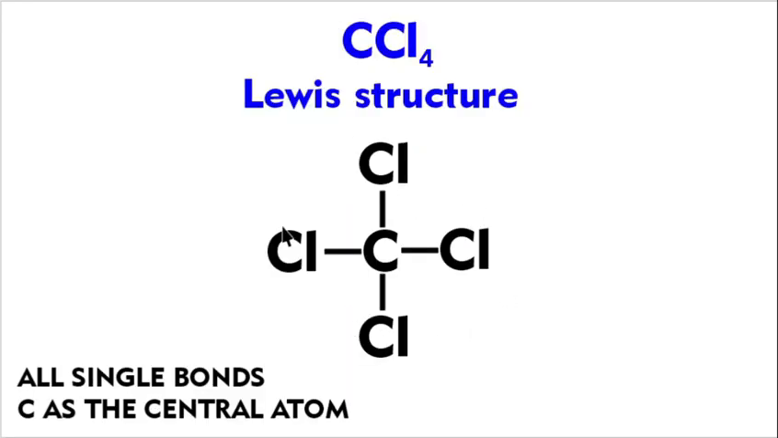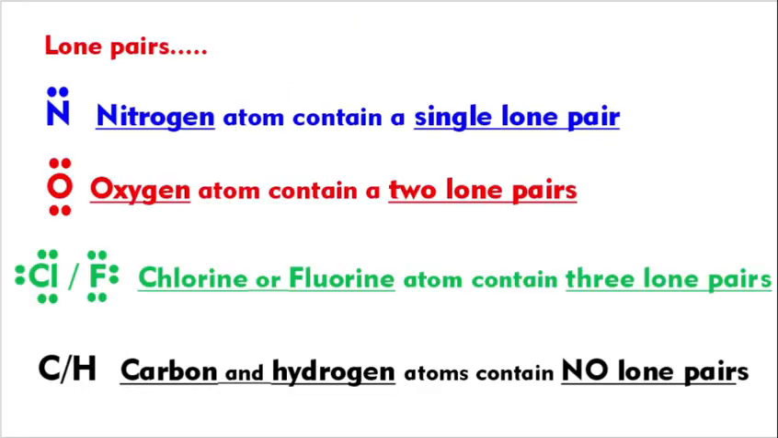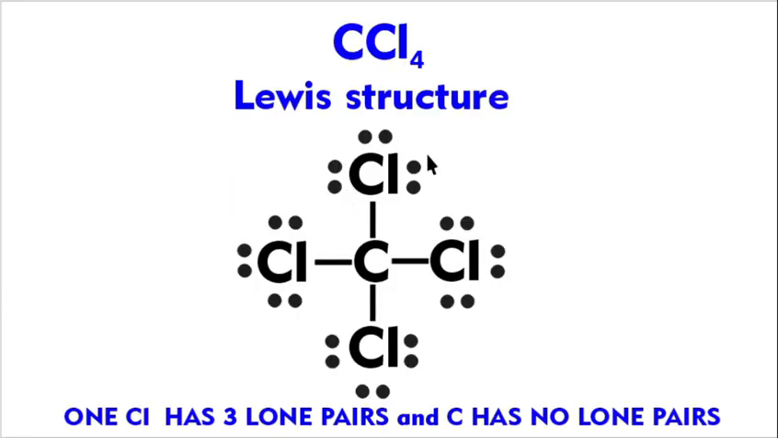So carbon is the central atom. The 4 chlorines are attached to it with single bonds. Next, check the lone pairs. Carbon has no lone pairs. Each chlorine atom has 3 lone pairs. So you can include the lone pairs now. With 1 chlorine, you have 3 lone pairs.